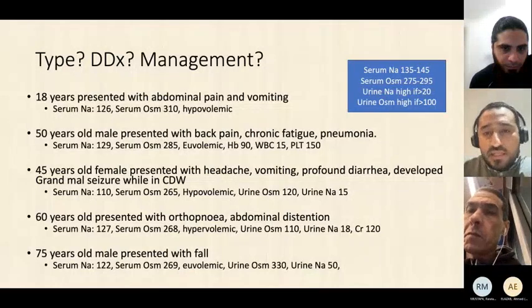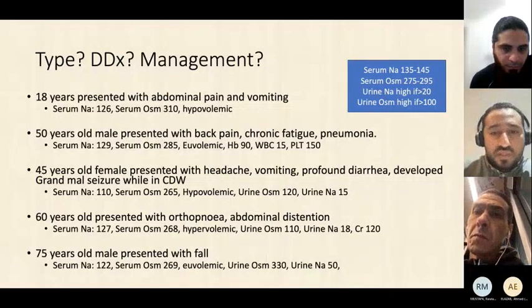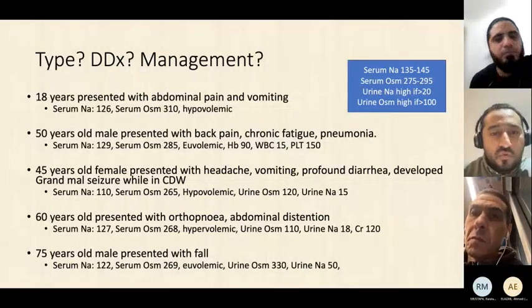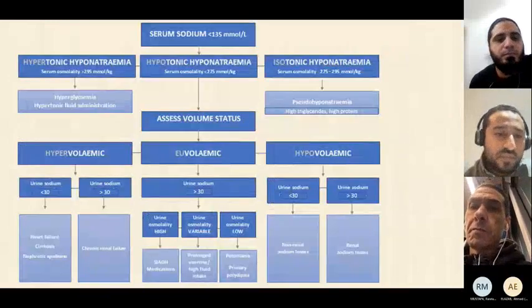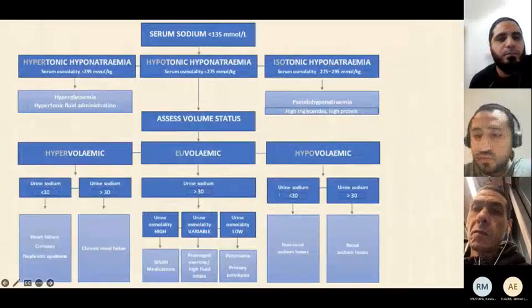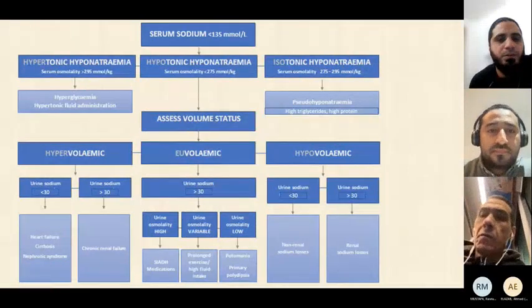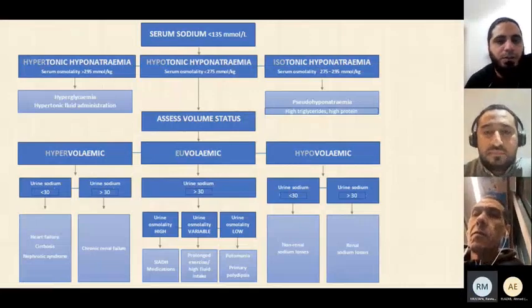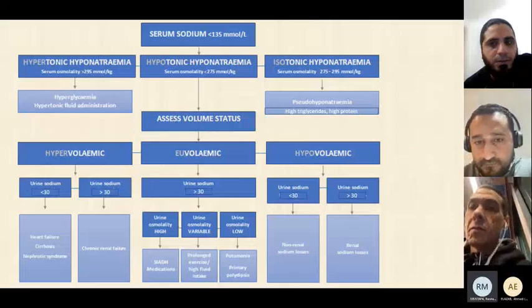His hemoglobin is 90, white cell count is 15, and platelets 150. What do you think here? Just back to the slide to give you some hint. Anyone wants to comment? Anyone wants to comment, Dr. Ihab, Dr. Mohsen?